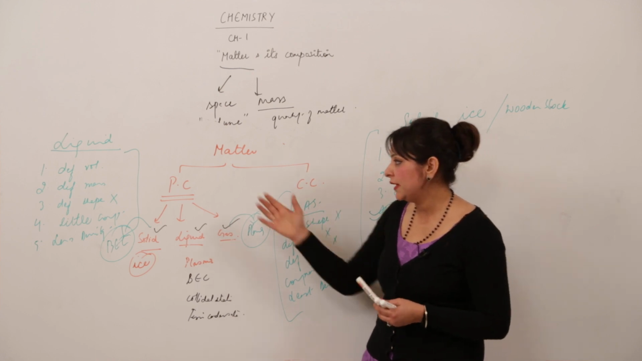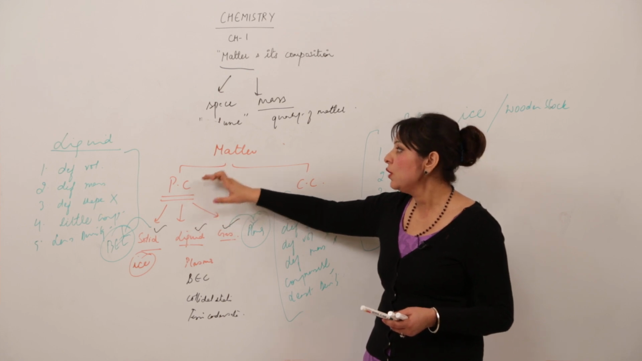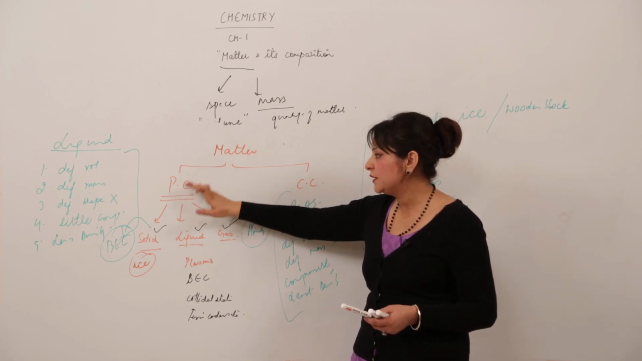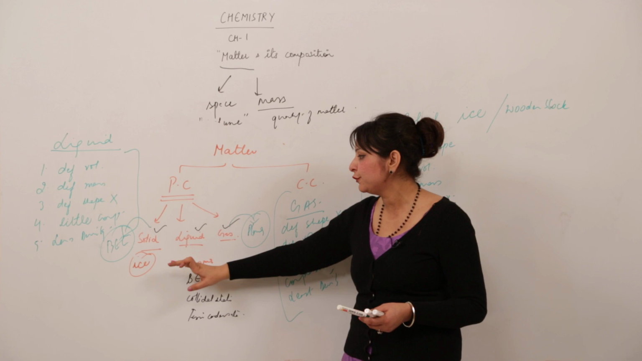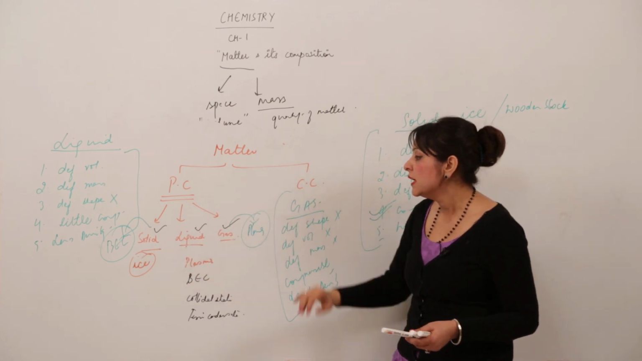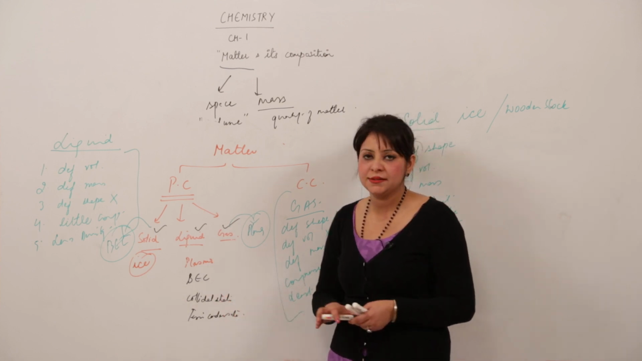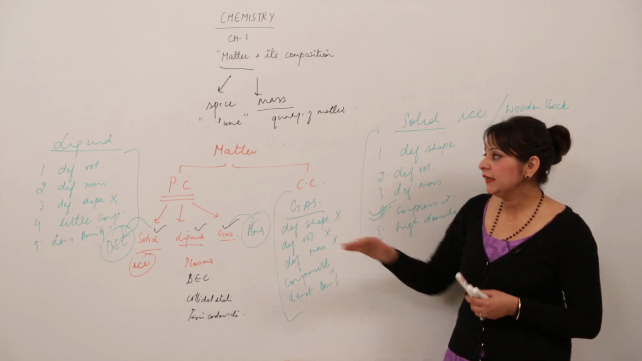So these are the states of matter on the basis of physical classification. Again, I am repeating it for you: solid, liquid, gas, the properties I have told you, and the other states: plasma, BEC, colloidal and Fermi condensate. So these are the physical classification.